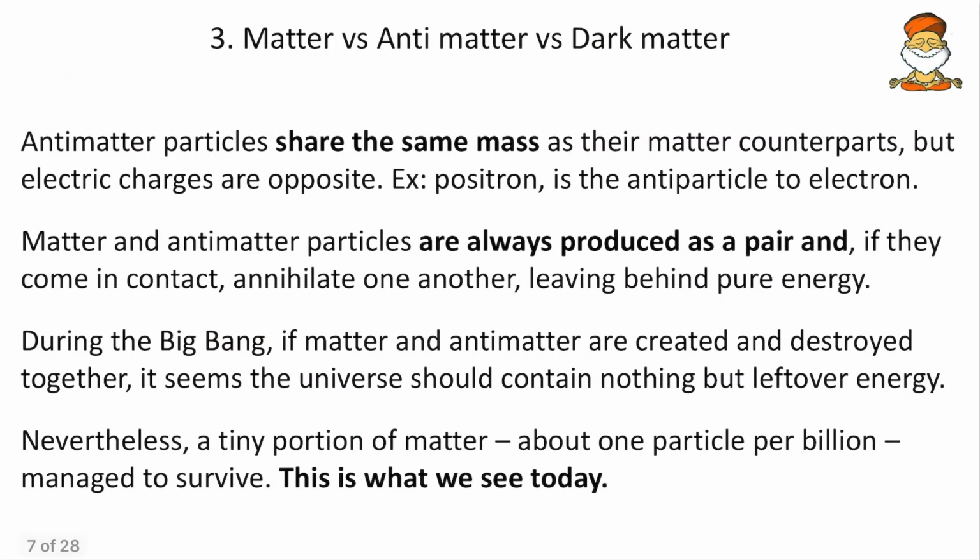Then matter, antimatter and dark matter. So all these, questions have come earlier. So what is a matter? Matter is all those things we can see in this universe. Say for example earth, sun, all these are matter. Then antimatter. These particles share the same mass as their matter counterparts, but their electric charges are opposite. Say for example positron is an antiparticle for electron. So the mass is same, only the charge turned from negative to positive.